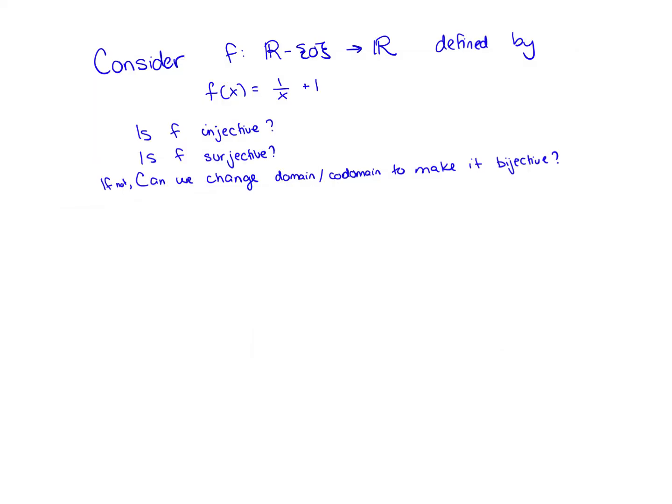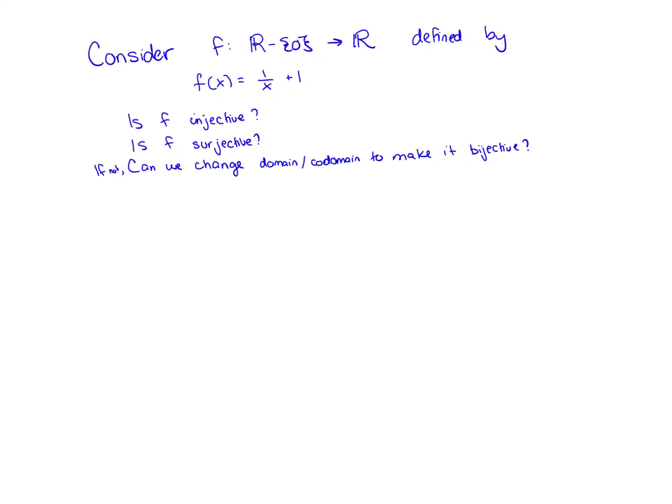Okay, so let's look at this example here. We have this function f, which is going from R minus 0 to R, and it's defined by f(x) equals 1 over x plus 1. I want to know if it's injective, if it's surjective, and then if it's not one of those, can we change the domain or codomain to make it bijective? So let's start with injective and surjective, and then we'll talk a little bit about changing the domain and codomain at the end.